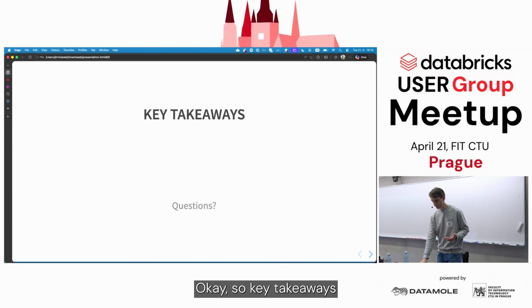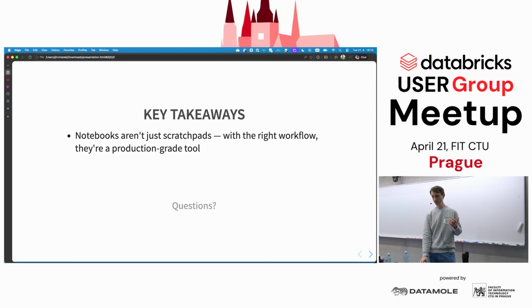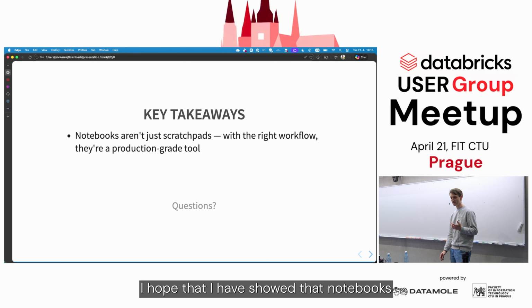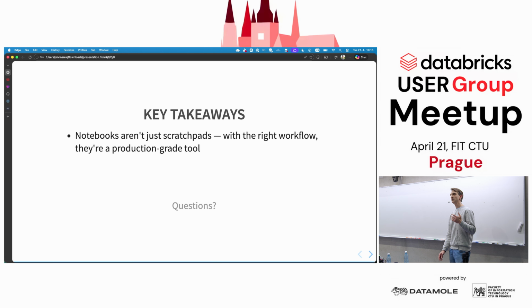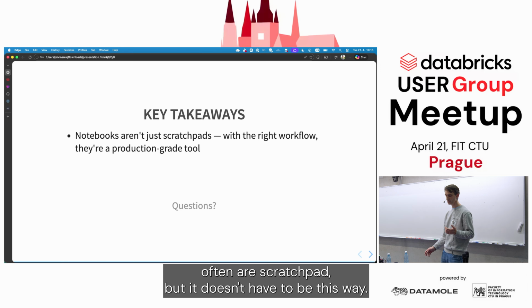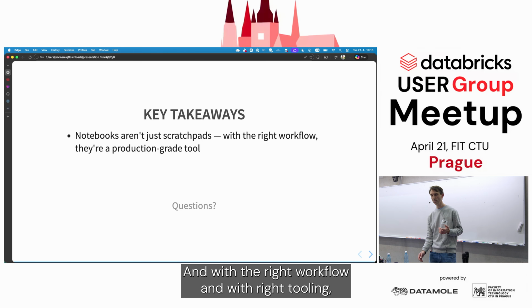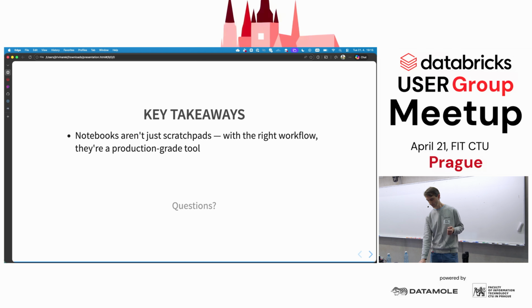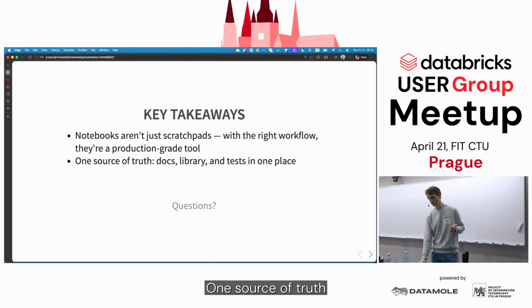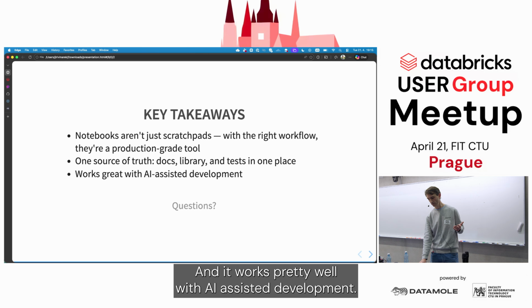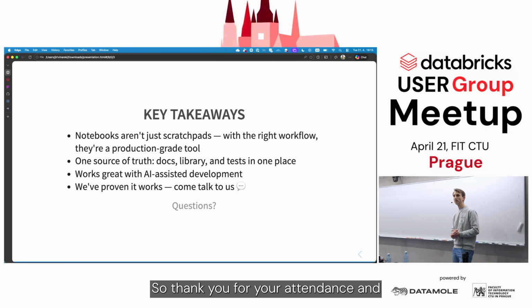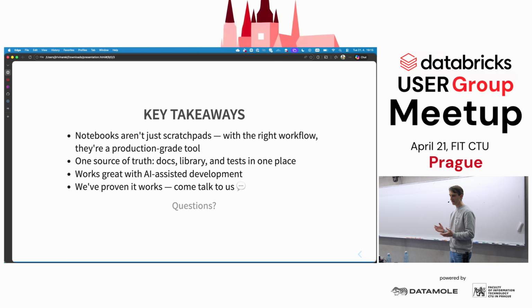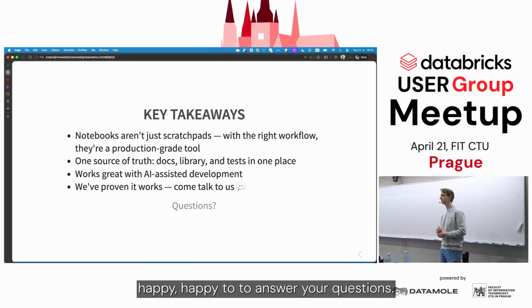Okay, so key takeaways. I hope that I have shown that notebooks often are scratchpads, but it doesn't have to be this way. With the right workflow and the right tooling, you can get a production-grade tool. One source of truth, all lives together in one place, and it works pretty well with AI-assisted development. So thank you for your attendance, and I will be happy to answer your questions.